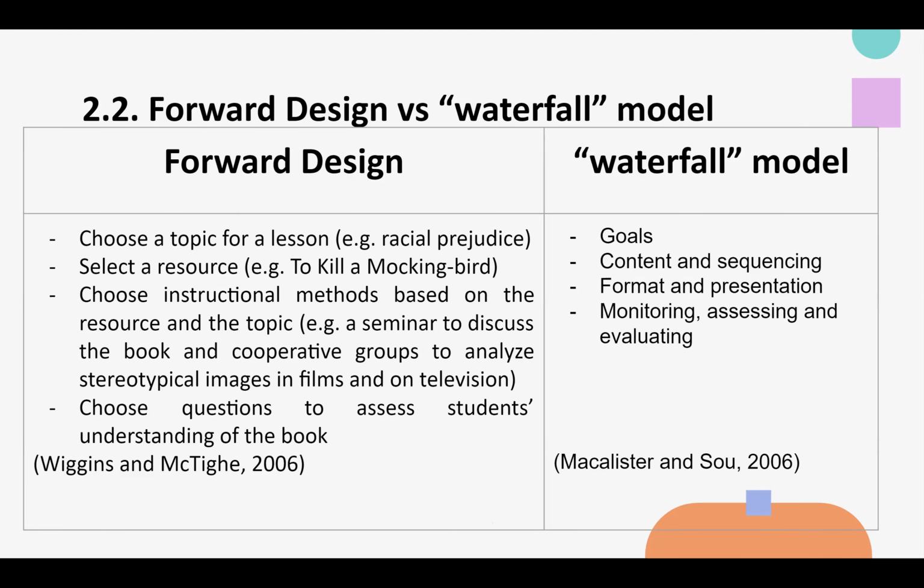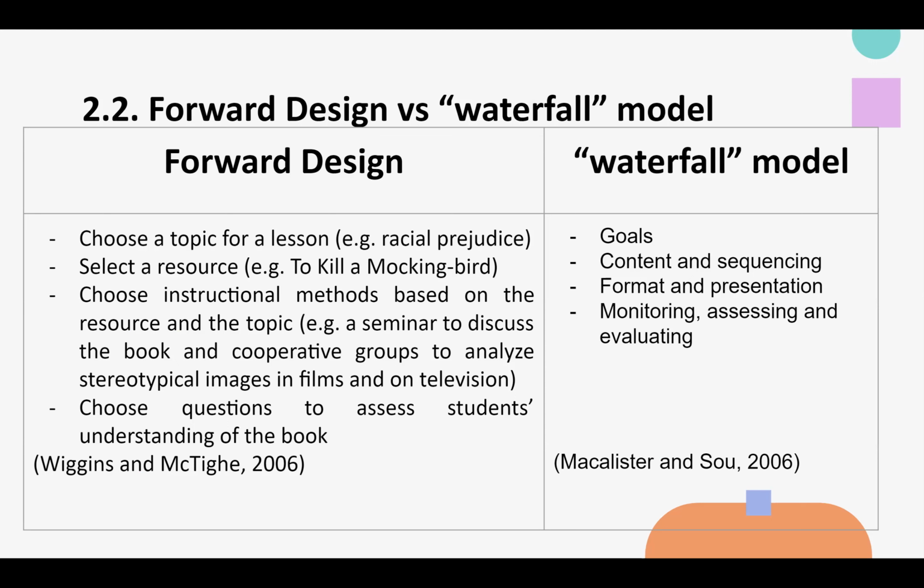Now let's have a look at the comparison of forward design and the waterfall model. So first of all, forward design, as in the research of Wiggins and McTighe 2006, the research gives an example of forward design, starting with the first point, choosing a topic for a lesson. Let's say we choose a topic, racial prejudice. And then we select a resource.